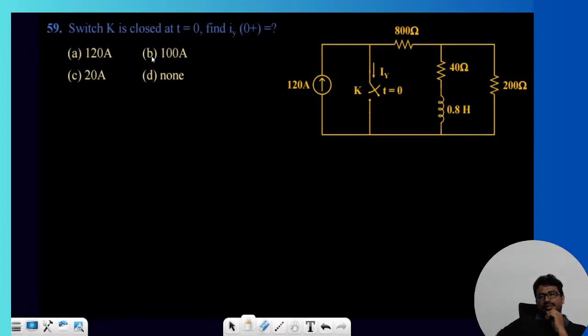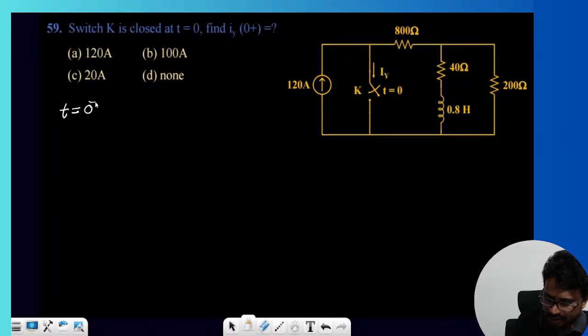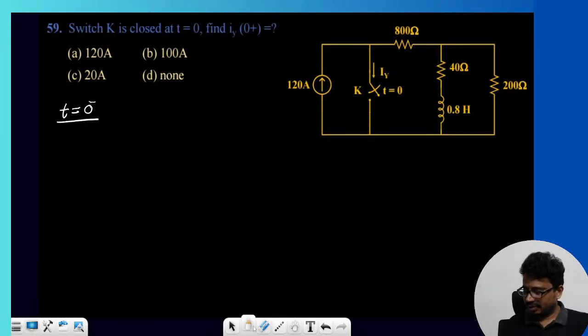Switch K is closed at t equal to 0. Find Iy of 0 plus. Now the switch is closed at t equal to 0. So you tell me, at t equal to 0 minus, tell me the scenario. At t equal to 0 minus, what happens, you see? The switch is opened.